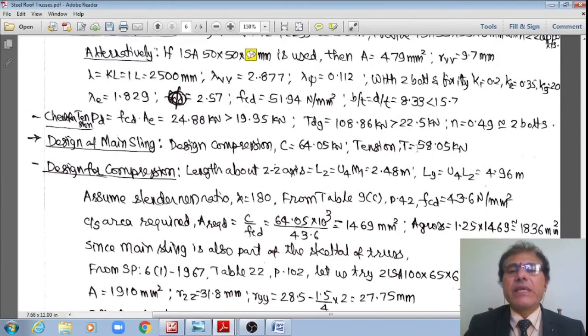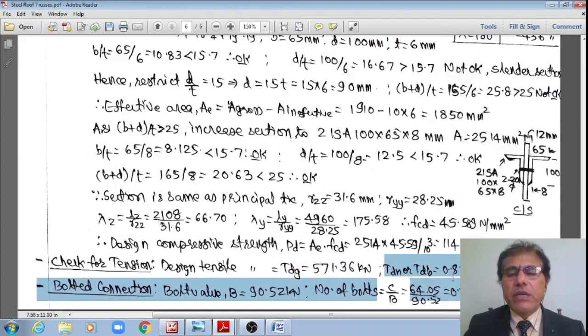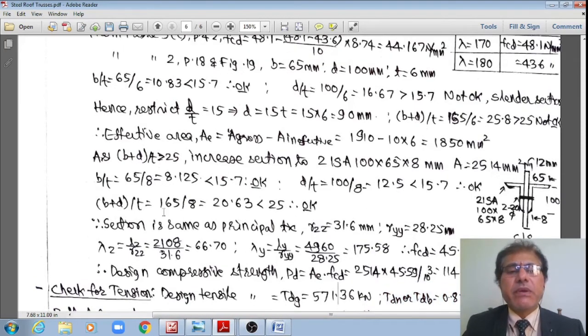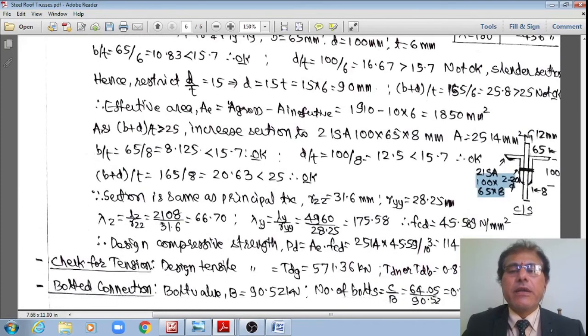Therefore, I am not going for the exact calculation because the design tension force is very small, whereas the yielding of the cross section itself is almost more than 12 times more. If you want, you can do the exact calculation also, as I explained in the previous subheading, or you may refer back to our video on the design of tension members elaborately. Therefore, it is okay in tension also. Hence, this is my final section, 2 ISA 100 by 65 by 8, connecting. This is my final section.